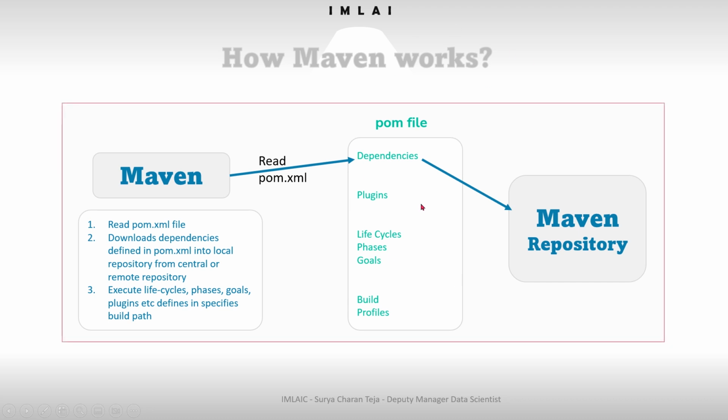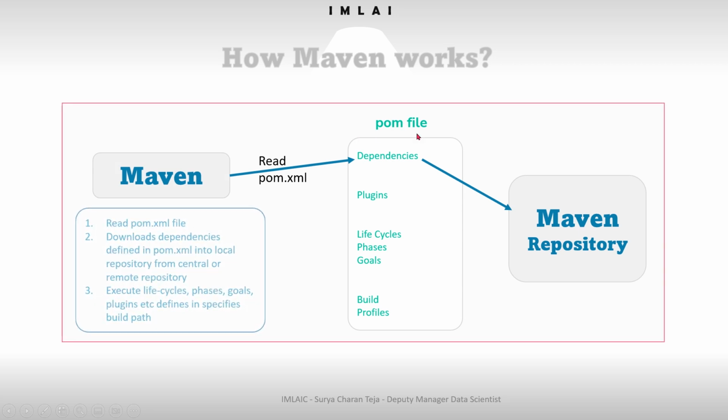So there you have to mention what dependencies you have to bring up here, and then what all plugins to be downloaded, and life cycles, and then phases, what all phases it should follow, and goals, what to be executed. And once your pom.xml file is written, you just save that file, and then our Maven comes into the picture.